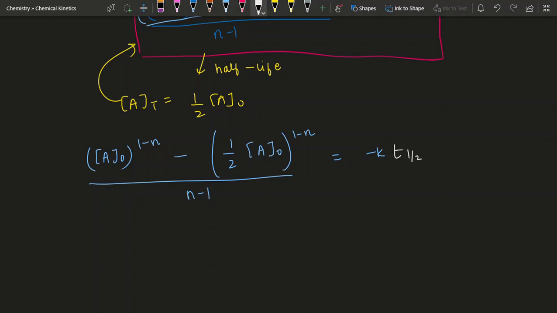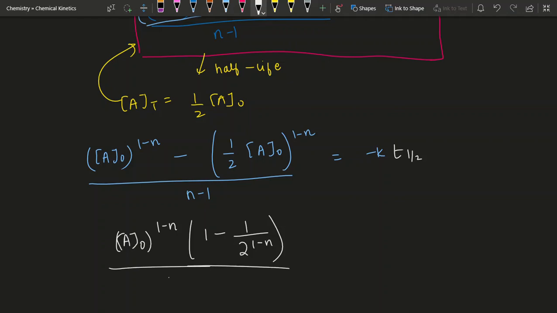Now you could have further simplified this, and no one stops you from doing so. You would have a naught to the power 1 minus n, and you take that common and do the following. You write this as 1 minus 1 over 2 to the power 1 minus n, over n minus 1, equals negative of k t half, the half-life.